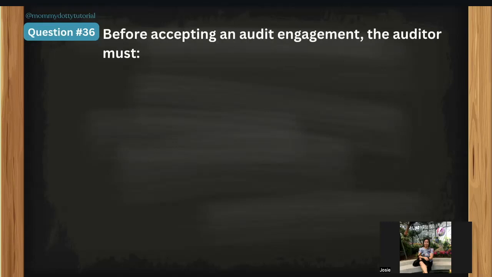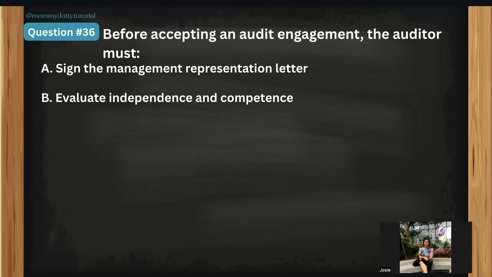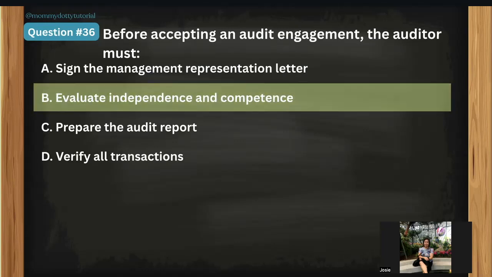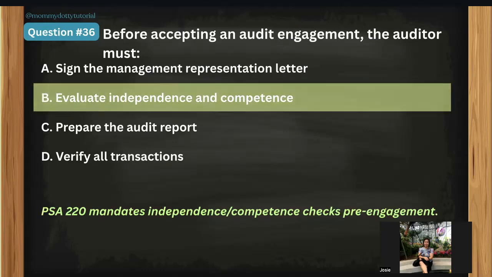Before accepting an audit engagement, the auditor must A. Sign the management representation letter. B. Evaluate independence and competence. C. Prepare the audit report. And letter D. Verify all transactions. You may pause this video to think. The correct answer is letter B. Evaluate independence and competence. So PSA 220 mandates independence and competence checks pre-engagement.